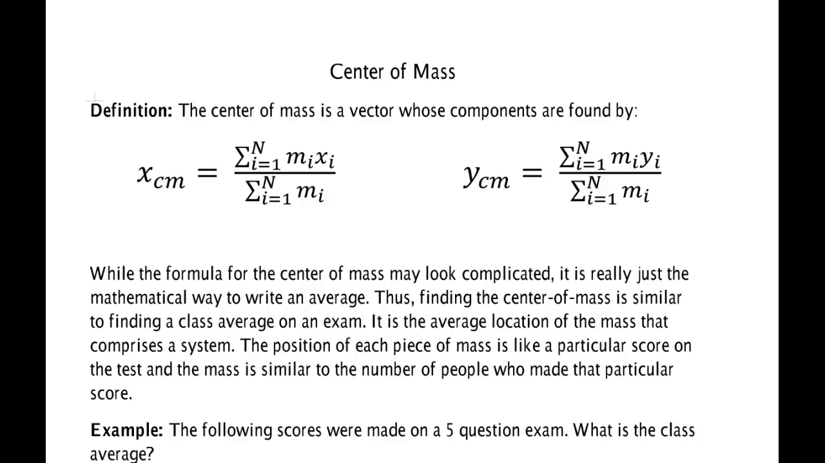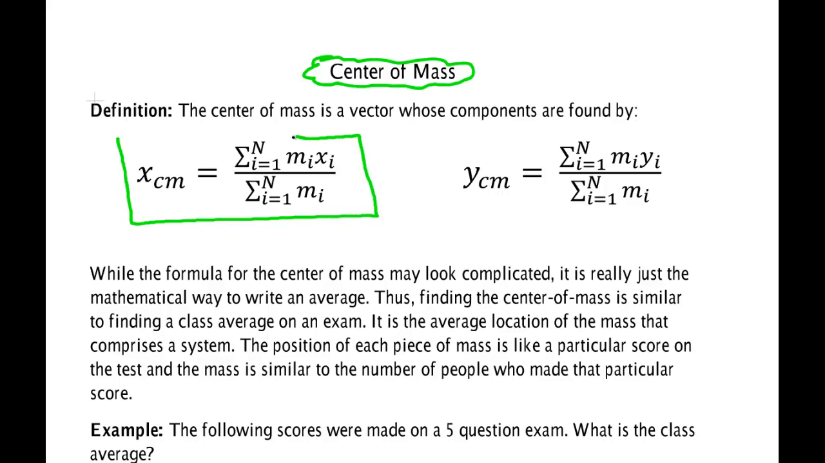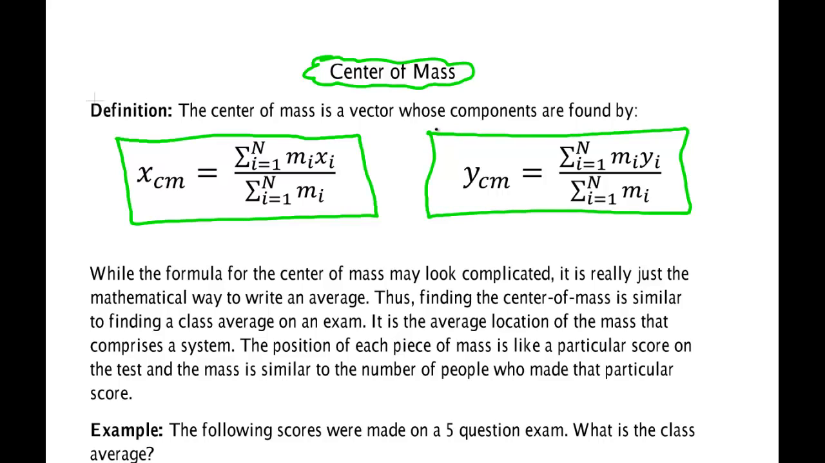In this section, we will consider the concept of center of mass. The center of mass of an object is defined by the following two sets of equations for their components. The center of mass is a vector that represents, in essence, the average location of an object. If you have an object that's a point, the location is at a specific point.